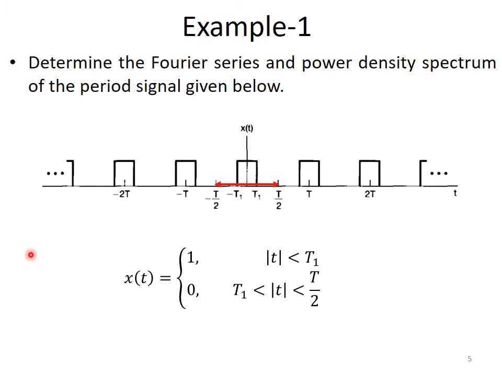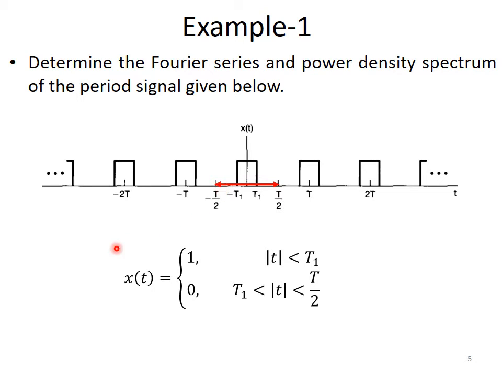Now let's solve some examples. Let us determine the power spectral density function for this periodic square wave, and we are already familiar with this example. We have solved this example in lecture number 15, 16 in Fourier series.